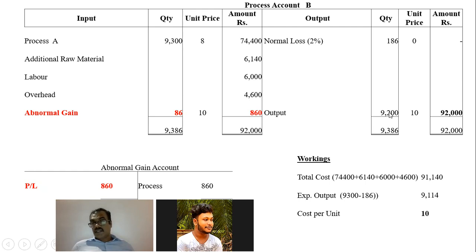Actually, you can sell this number, 9,200. Then the cost for the next process is 9,200 into 10, 92,000. Then there is an excess value, that is 86. Difference between 9,200 and 9,114, 86 into 10, 860. So this is how this total balances.